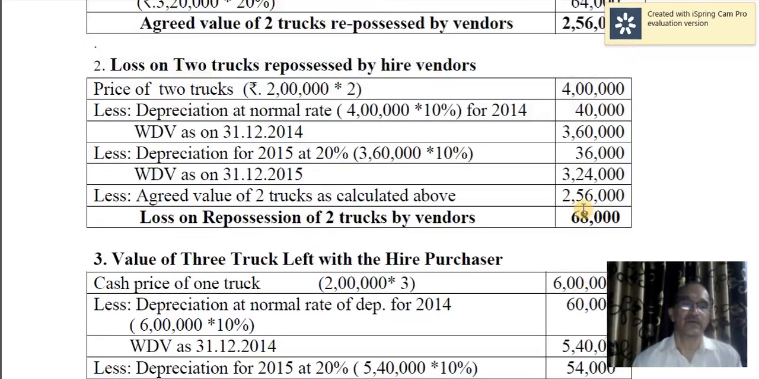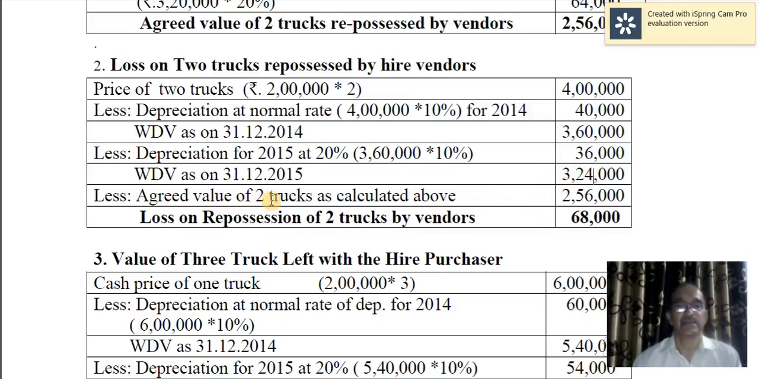Now you have to find out whether there is a profit or loss on repossession. So 2 trucks were taken over, so 2 into 2 lakh, 4 lakh. Normal depreciation at 10%, that comes to 40,000. Second year depreciation is on 3,60,000, written down value, 10%, that comes to 36,000. So when the 2 trucks were taken over, the value at normal rate of depreciation is 3,24,000. This is the value if trucks were not taken over by the hire vendors.